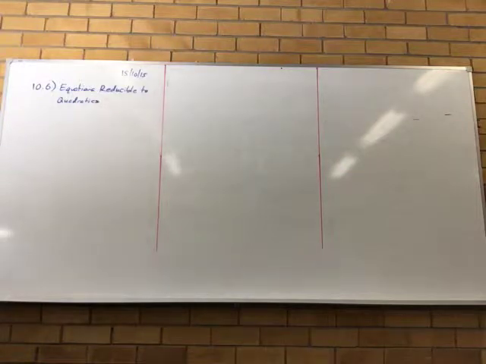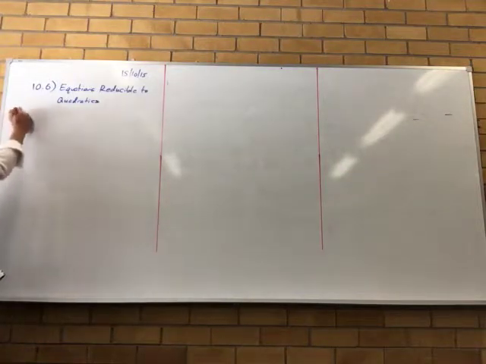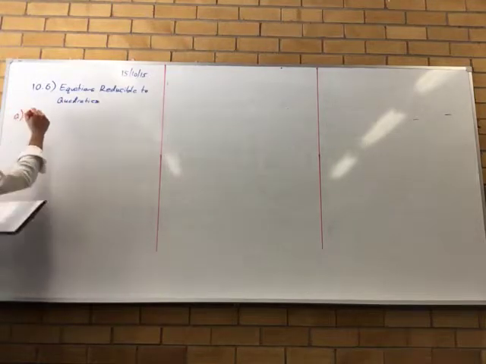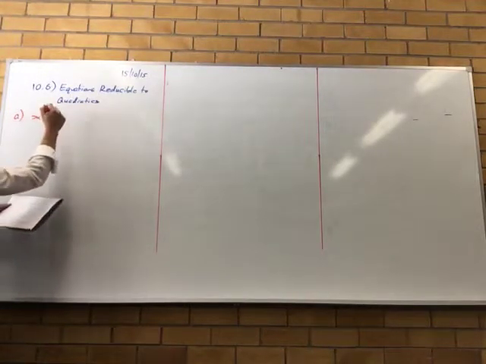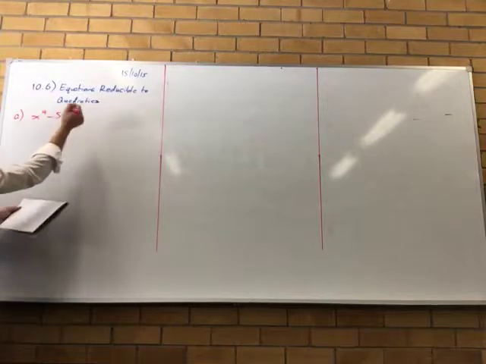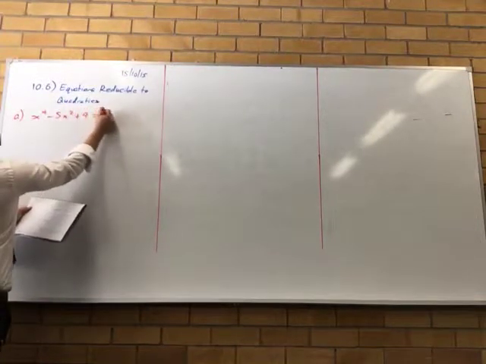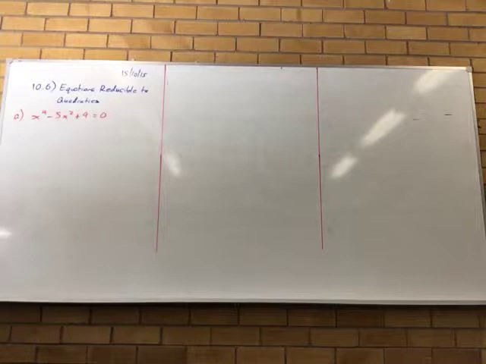So, equations reduced to quadratics. Alright, examples. Solve the following: x to the power of 4, take away 5x squared, plus 4 is 0. Alright, so we're looking at that and it almost looks like a quadratic equation, doesn't it? So what we need to do is make a suitable substitution and go from there.